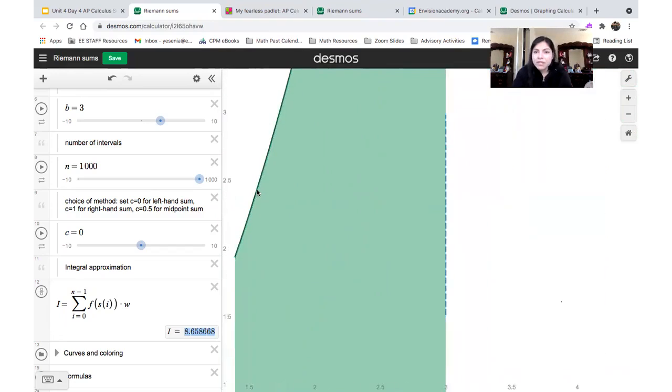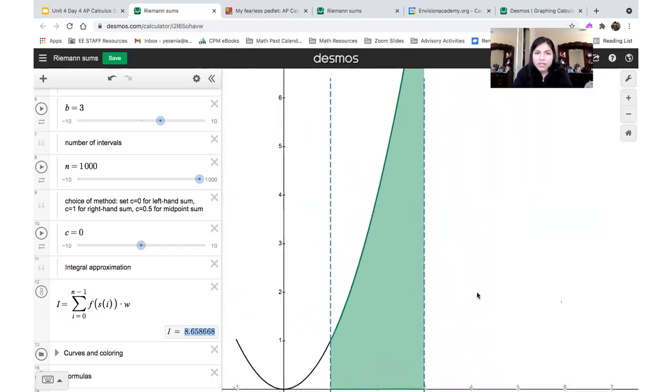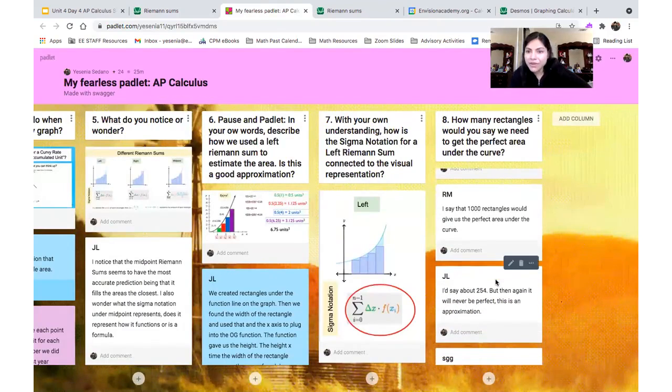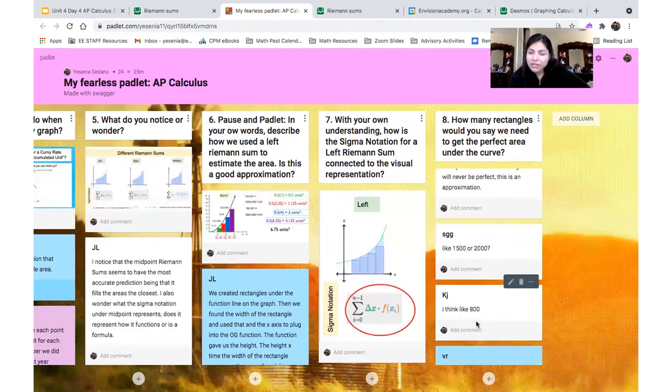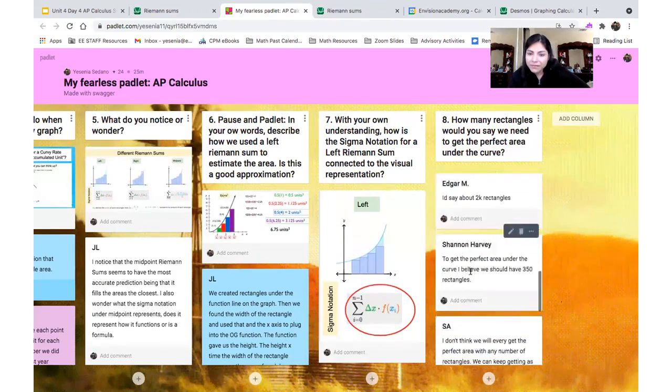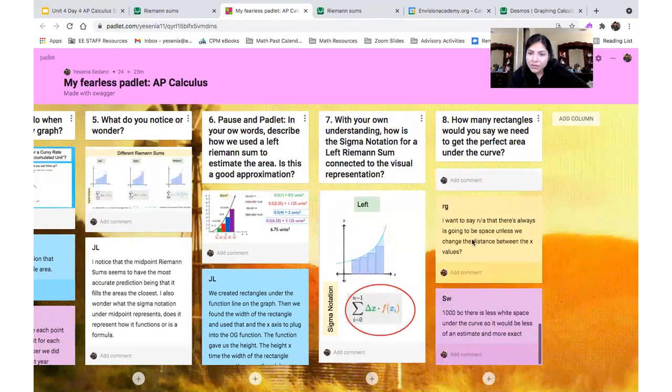So from this investigation as a whole class, we jumped back into the Padlet on column number 8. And I asked, how many rectangles would you say that we need to get the perfect area? We were on the right track because we all chose large rectangle numbers to represent that sum. I highlighted a few comments, the fact that the bigger the number, the less the white there'll be, because that's going to lead us into our big idea. I also pointed out another one that says, I would say NA, because there's always going to be space under. So how can we get the perfect area?